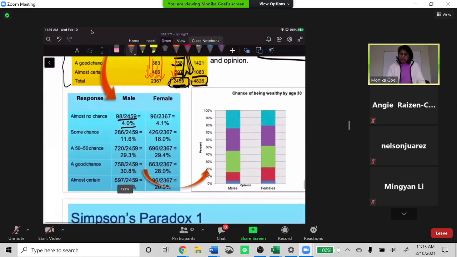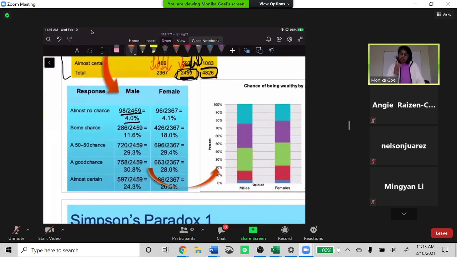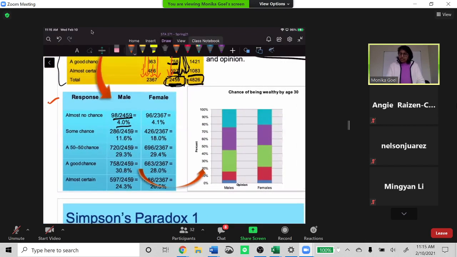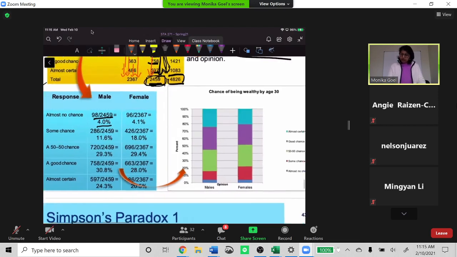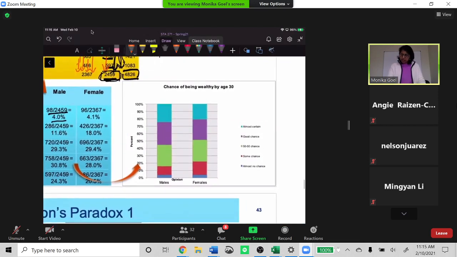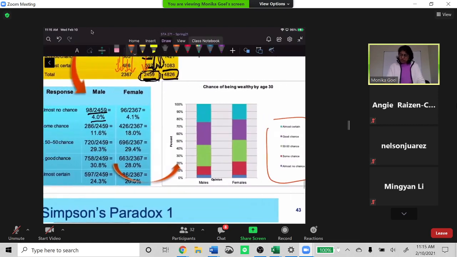And you can see that conditional distribution here in the table. And then you can make a side-by-side bar graph using this conditional percentage or proportion. And again, when you work on this, always make a key. That key will tell what color represents what. So you can say that blue is almost certain, good chance, 50-50. So you represent different colors.